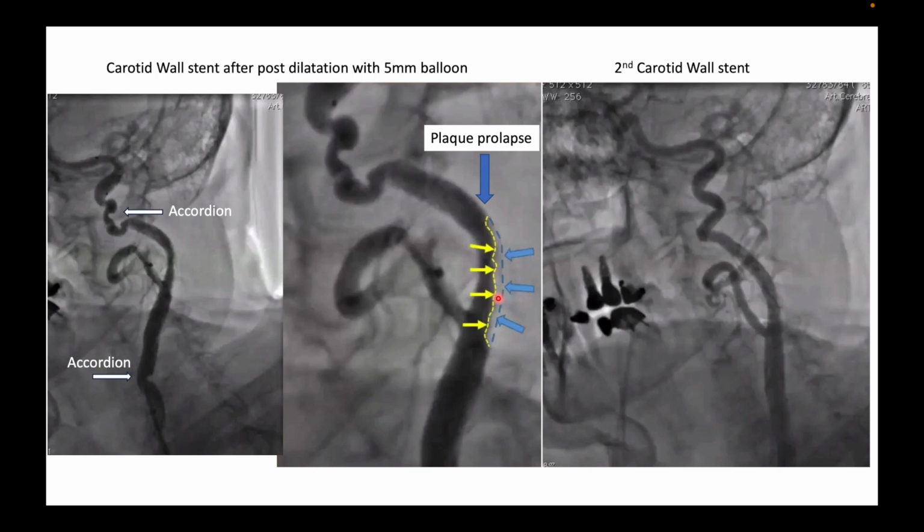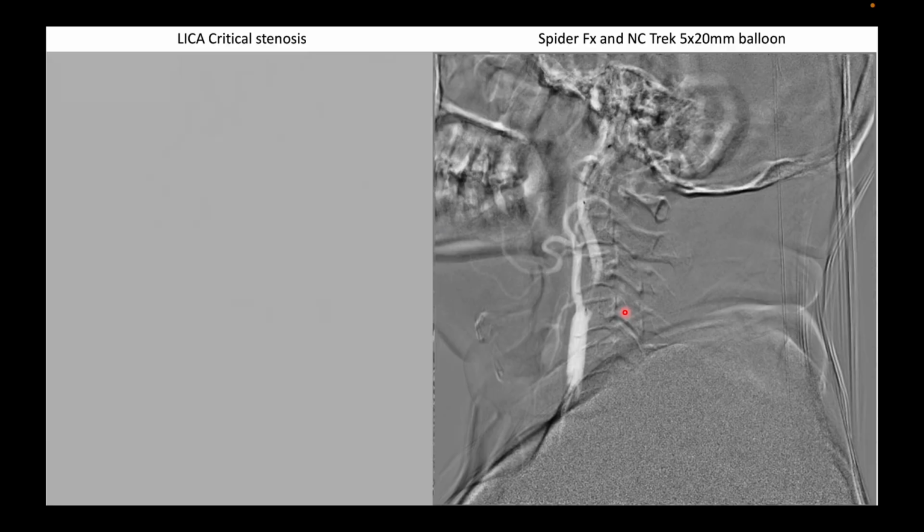So the only way to treat this now is to put in a second layer of carotid wall stent within the stent, so that this prolapsed plaque is jailed between the two stents.